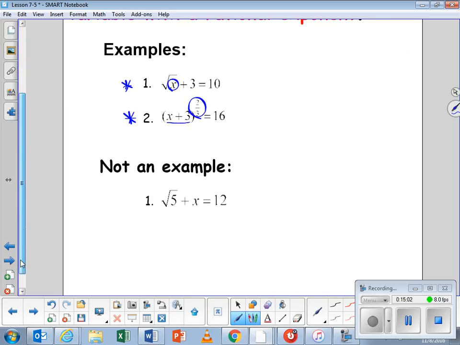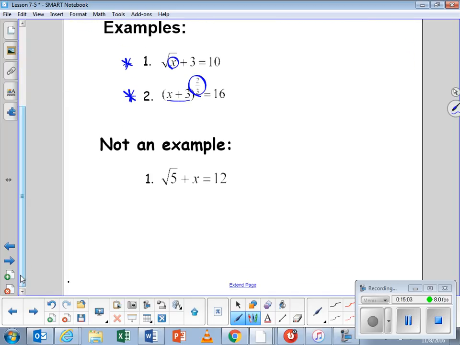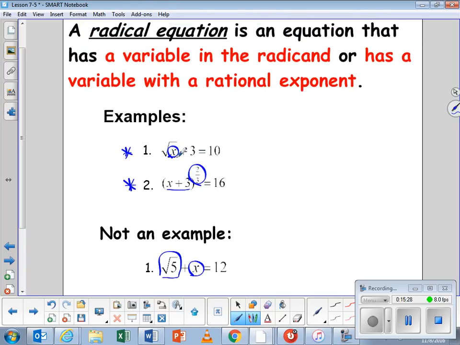This one down here, I'll move it back up a second. This one down here is not a radical equation because my variable is not the radicand. This is just a number, square root of 5. It's not a pretty number, but it's just a number. I can solve this just by subtracting square root of 5 from both sides. That's the equation. That's the answer. Okay? Up here, I can't do that.